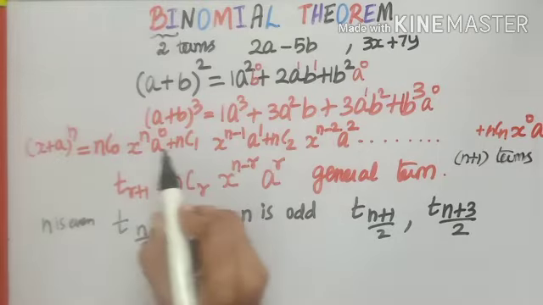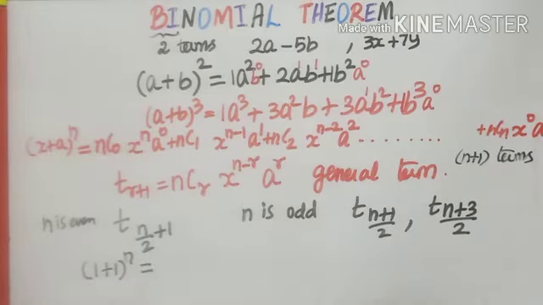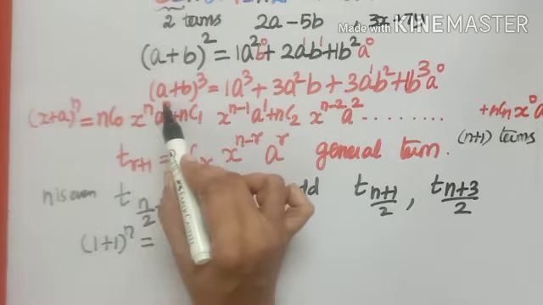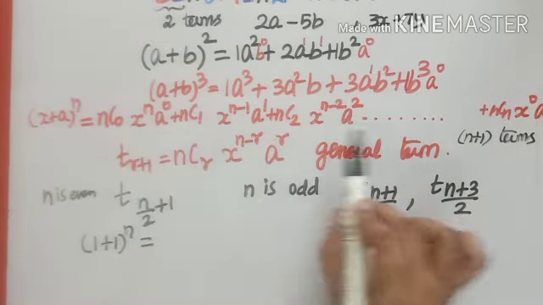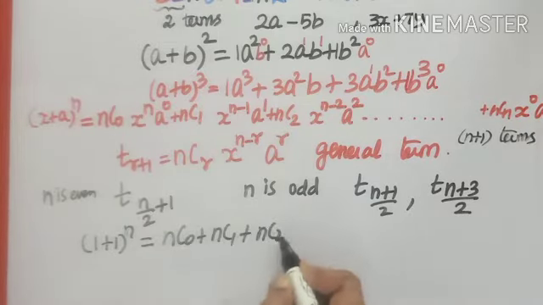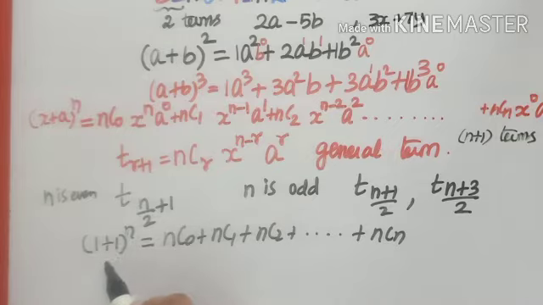Now, look at this formula. If I put x is 1, a is also 1. See what happens? X is 1, a is also 1. 1 power anything is 1. So, this x, a and all won't come. What only will come? NC0, NC1, NC2 and so on, NCn. So, only the binomial coefficients are coming. The sum of the binomial coefficients is 1 plus 1, 2, so 2 power n. I will say the sum of all the binomial coefficients is 2 power n.